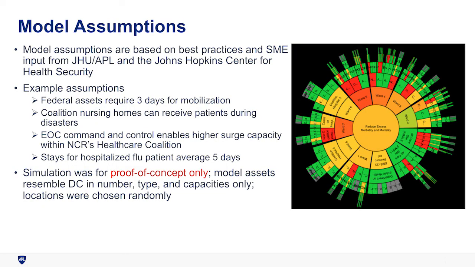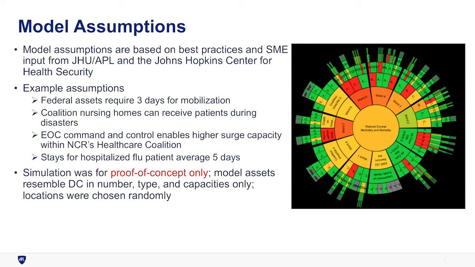So, some model assumptions. These are based on best practices and subject matter input from within APL as well as the Center for Health Security. I won't belabor all of the assumptions because for us this is really just proof of concept, but some that are applied here: federal assets require 3 days to become operational, so you can build them into the model, but once they're called for, we make the assumption that they're not actually available and running for at least 72 hours after they've been requested.